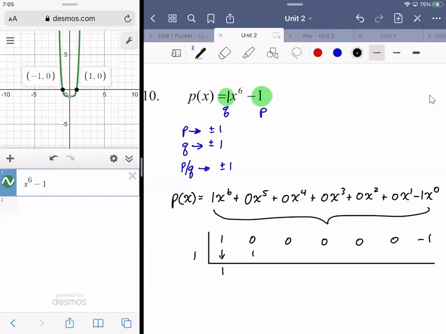1 times 1 is 1. 1 plus 0 is 1. Times the 1 is a 1. Plus the 0 is a 1. Times the 1 is a 1. Plus the 0 is a 1, and so on.